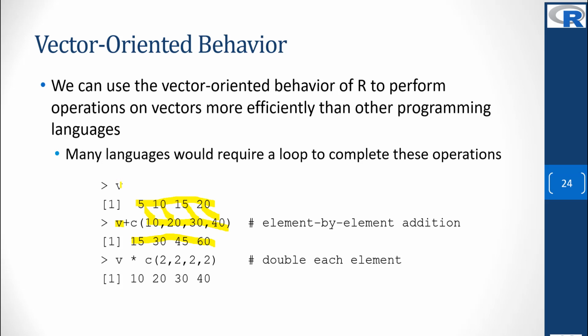You notice we didn't modify V, we just showed the results here of that operation. Using a multiply here, multiply each element of V, so we don't have to specify all the elements of the vector. R will do this internally for us. This is just saying double each element. So multiply 10 by 2, 20 by 2, 30 by 2, and 40 by 2. This is actually more manually intensive than it needs to be.